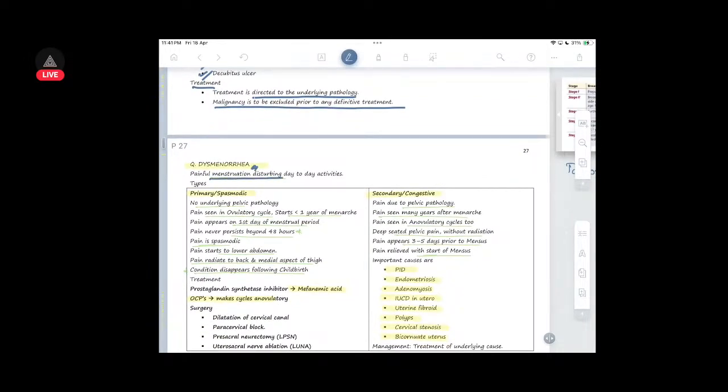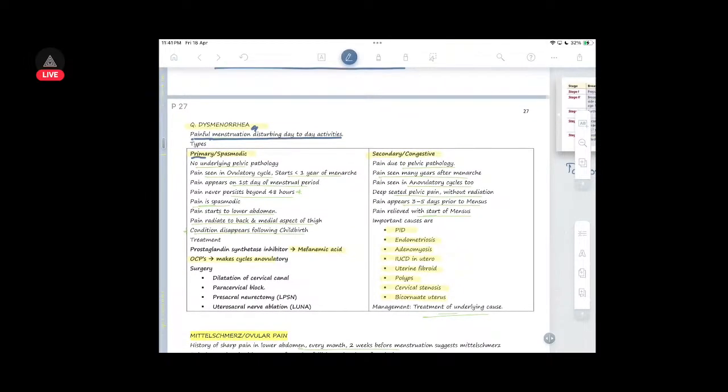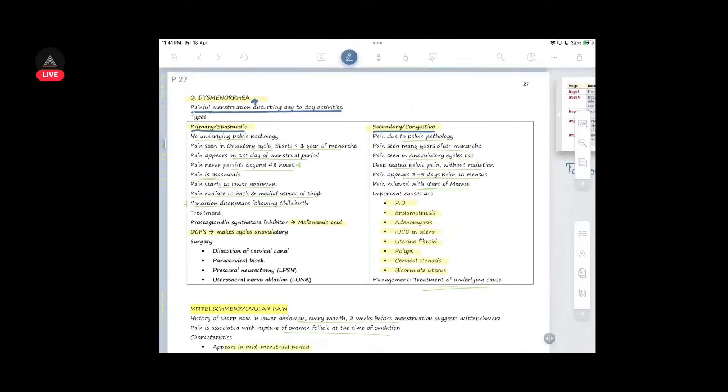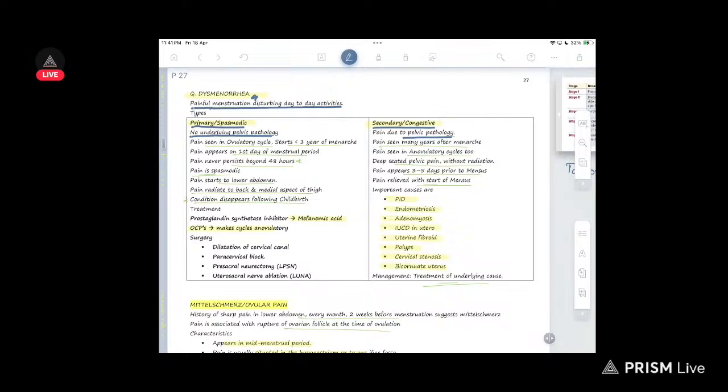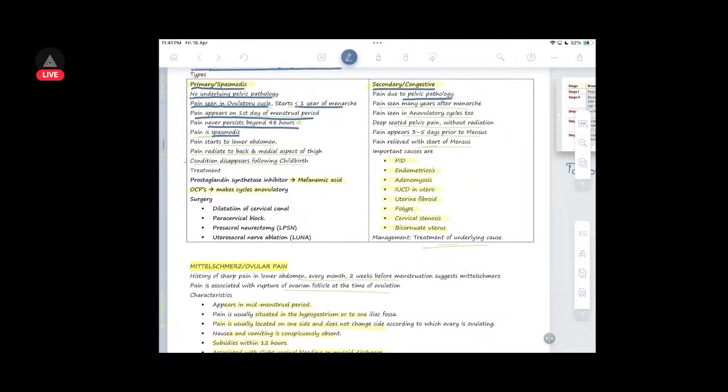Dysmenorrhea is painful menstruation disturbing daily activity. It can be primary or spasmodic type, or secondary or congestive type. In primary or spasmodic type, there is no underlying pelvic pathology. In secondary, there is underlying pathology. That's the only difference. Okay. Pain is seen in ovulatory cycles, less than 1 year of menarche. Pain appears on the first day of the menstrual period. It never persists beyond 48 hours. It is spasmodic type of pain. Pain starts in the lower abdomen. It can radiate to the back and medial aspect of thigh, and the condition disappears following childbirth.